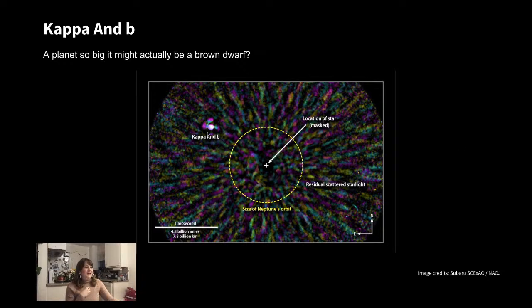So it's this little blob up here, and it's really far out from its star. The star is the cross in the center, and the yellow circle here is where Neptune's orbit would be around that star. So this thing is way further than even Neptune.